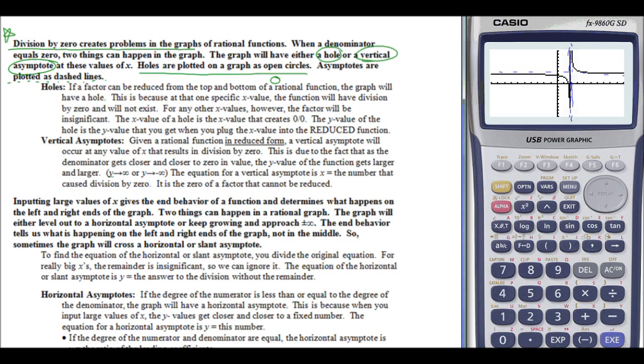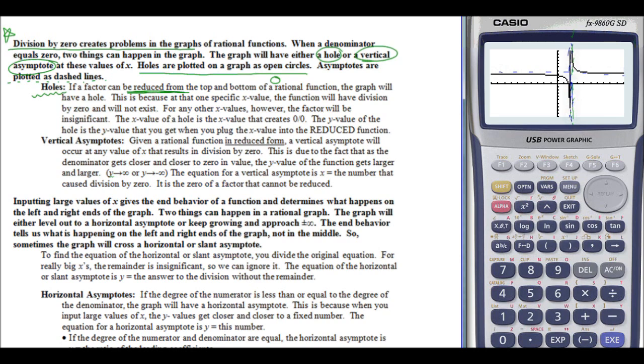So in our graph over here on the right, we have a vertical asymptote. Why did we have a vertical asymptote? Because we had division by 0. But not all division by 0 is going to create an asymptote. First thing that could happen with division by 0 is a hole. If a factor can be reduced, and that's the key thing right there, if it can be reduced from the top and bottom of a rational function, the graph will have a hole.